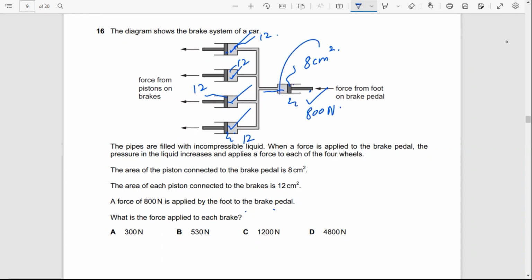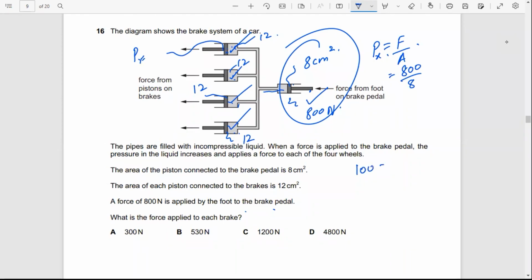Now the pressure which is acting here is F over A, which is 800 over 8. I'll call this piston X. Since the pressure is the same everywhere, the pressure here is also going to be equivalent to this. So 800 over 8 is 100, which is equal to the pressure at this brake, F over A. The area is 12 for each piston. So the force applied to each brake is 1200 newtons.